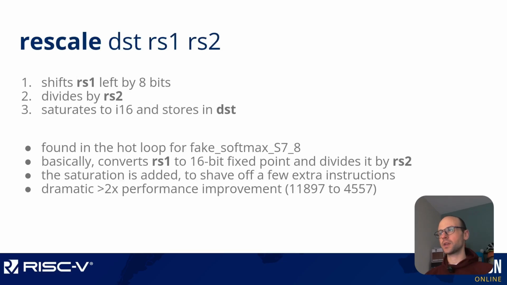The second instruction I implemented is called rescale. What it does is it first shifts RS1 left by 8 bits, then divides the result by RS2 and saturates the result to I16 and then stores it in the destination register. This is found in the hot loop for the fake softmax function. Basically, it converts RS1 to a 16-bit fixed point number and then divides it by RS2. The saturation is added just to shave off some extra cycles. This led to another dramatic 2x performance improvement, dropping the cycles from 12,000 to about 5,000.